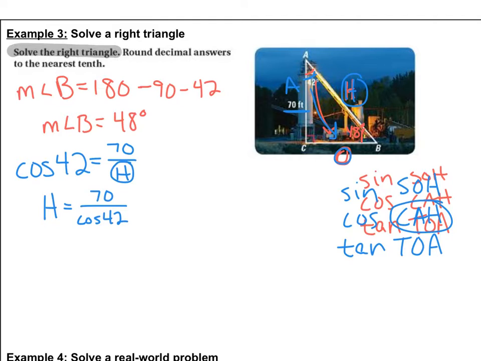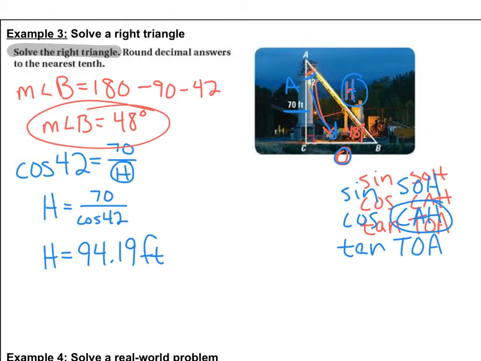You'll simply plug that into your calculator, and you will get 94.19. So side H is equal to 94.19, and in this case we're talking about feet. So we have angle B, we have side H, we now need to figure out side CB.